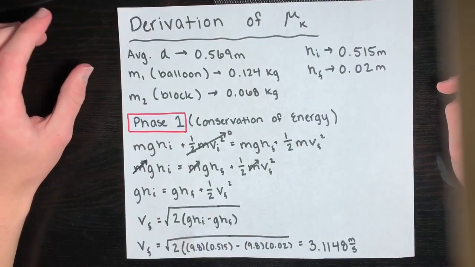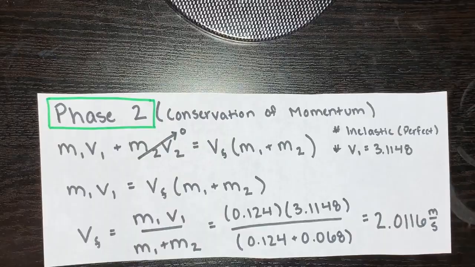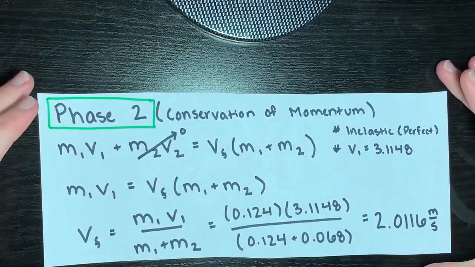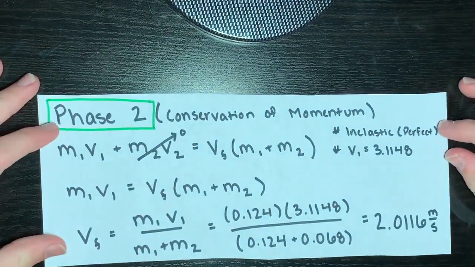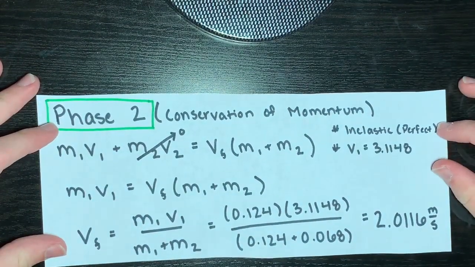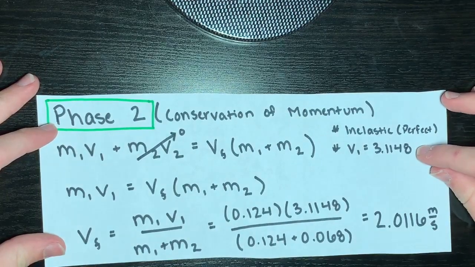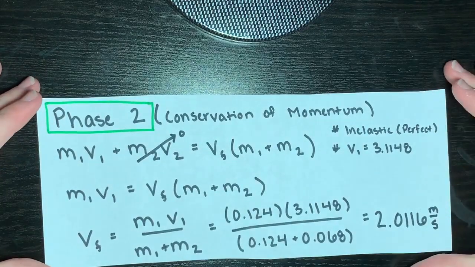That was the velocity of the ball as it came and struck the cart. Phase 2 of the calculations uses the conservation of momentum equations. We noted that it's a perfectly inelastic collision for our purposes, and that the initial velocity was 3.1148 meters a second, which we found in phase 1.